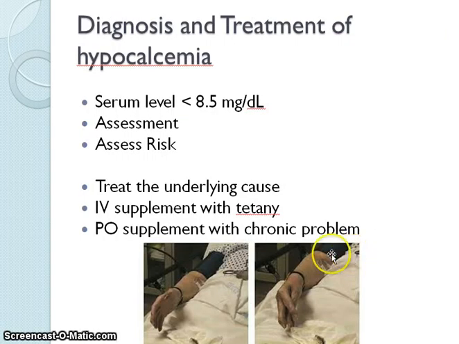So we would diagnose them by getting a serum level, looking at their history and their risk factors. We need to figure out what the underlying problem is and treat that. We can give IV supplements of calcium if they have any tetany or twitching problems. They can also maintain with a PO supplement if it's going to be a chronic issue.